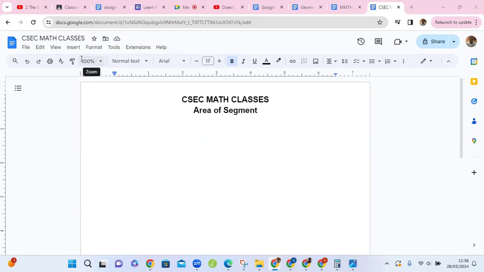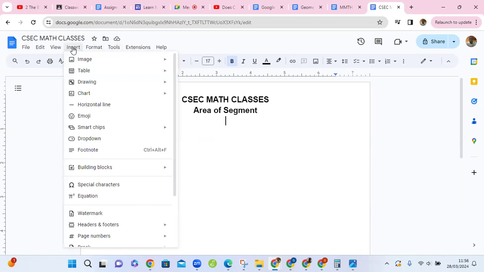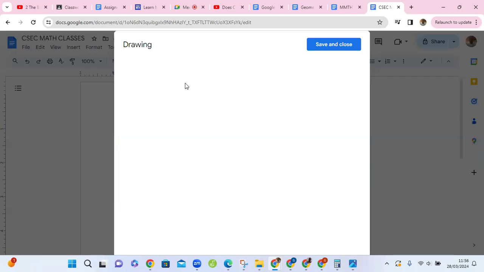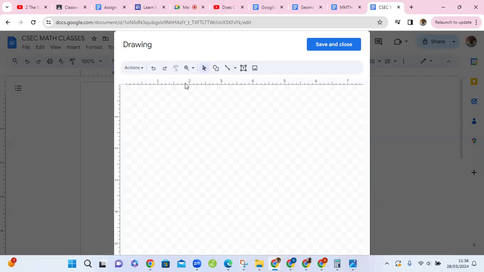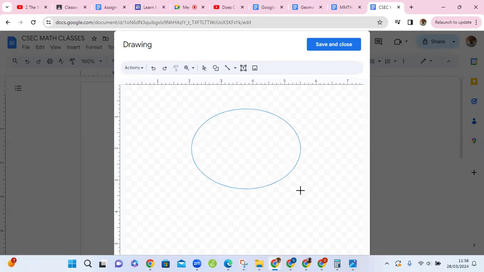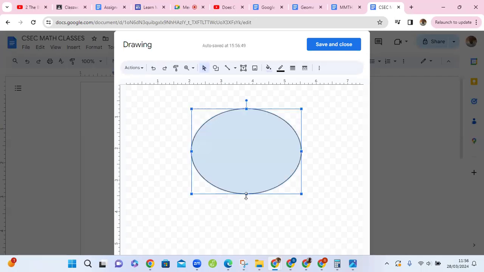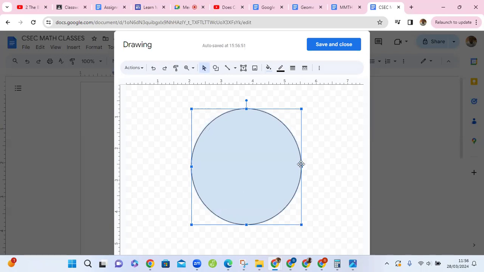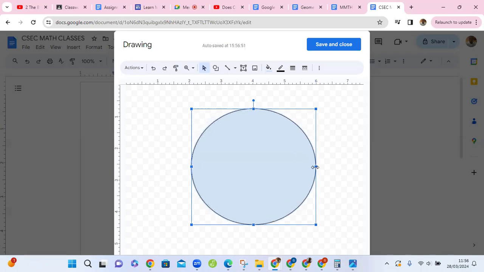So let's go to insert, I think, yes. Let's go to draw, new, and a circle shape. Shapes, we want a circle. Yeah, we're using Google Docs. Right, we've got a circle right there.